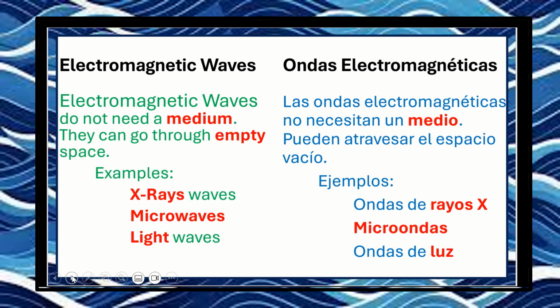Electromagnetic waves do not need a medium to go through. They can go through empty space. So that's like our light waves as one of our examples. The sunlight can go from the sun to Earth because it doesn't need anything to bump into to transfer the energy. It can actually go through empty space.